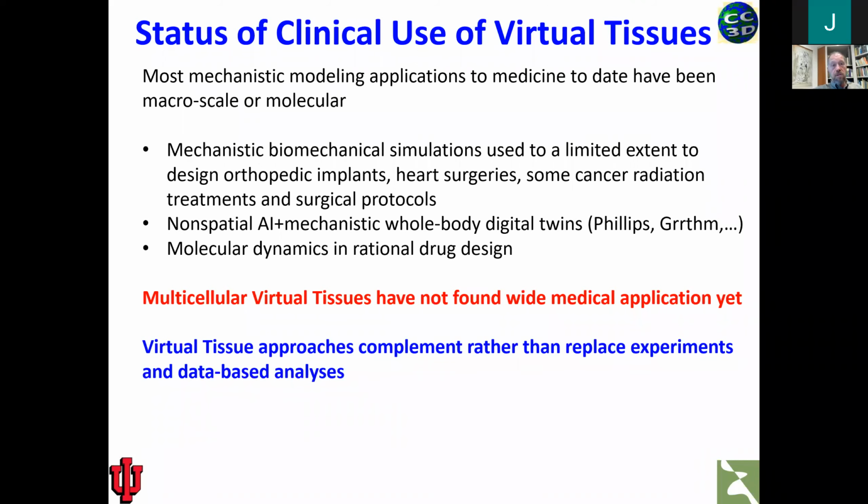Some kinds of heart surgery are now designed with personalized virtual tissue models. The team of, for example, Andy McCulloch at the University of California, San Diego, does very beautiful modeling that's used in heart surgery design. In cancer radiation, mechanistic modeling has been used for a long time to optimize dosing schedules, and also for surgical protocols.